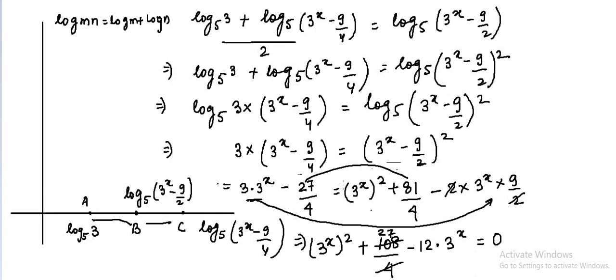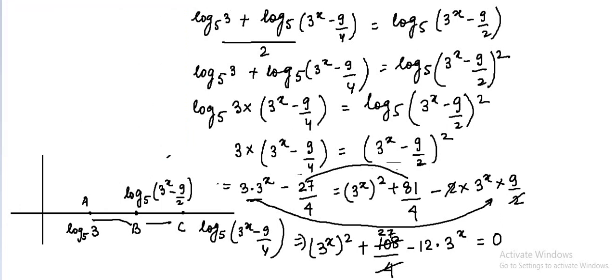So we have obtained an equation. Let me clear this space. So we have obtained the equation. Let me write it clear so that it will be visible. So you can write (3^x) whole square minus 12 into 3 to the power x plus 27 is equal to 0.